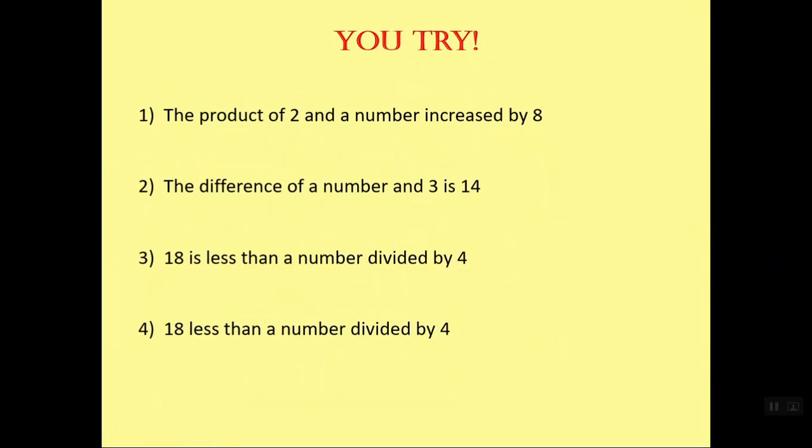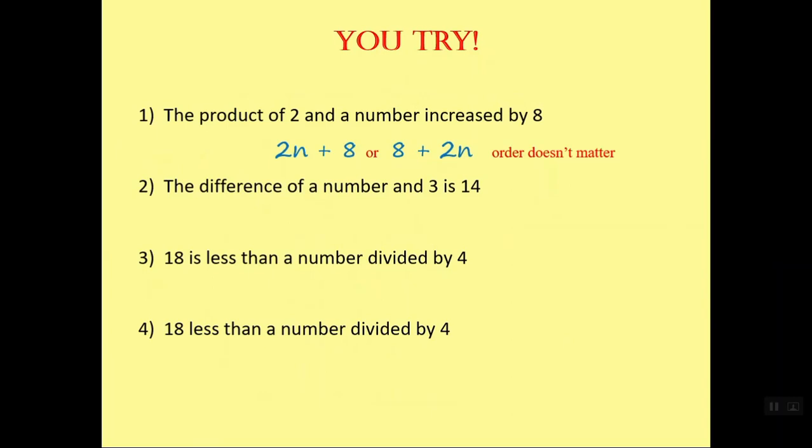All right, let's take a look. The product of 2 and a number increased by 8. So we know product means multiplication. So we want to write the 2 right up next to the n as a coefficient, because that coefficient means that it's being multiplied. And then we're going to increase it by 8, so adding 8 to it. Now you can see that you could have written 8 plus 2n, because the order doesn't matter with addition.